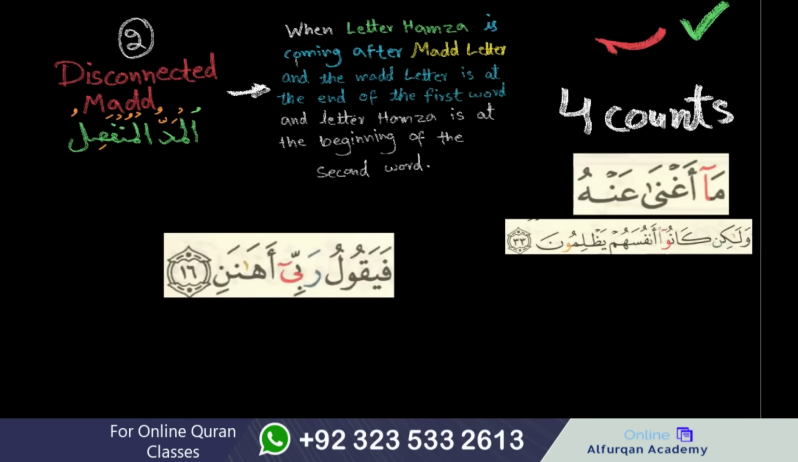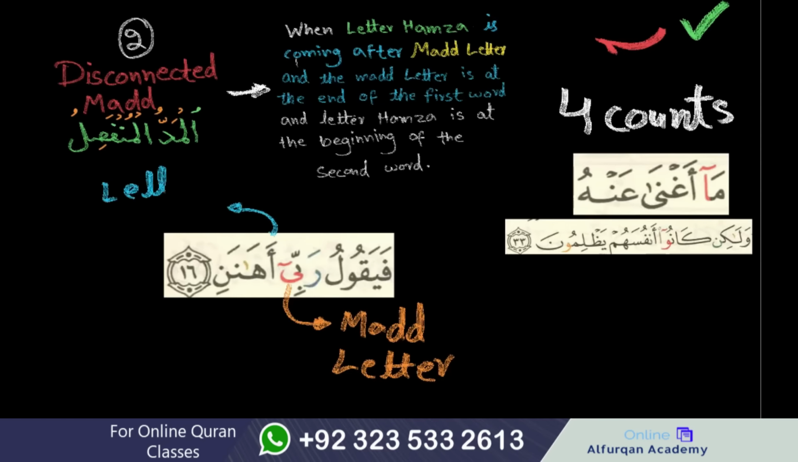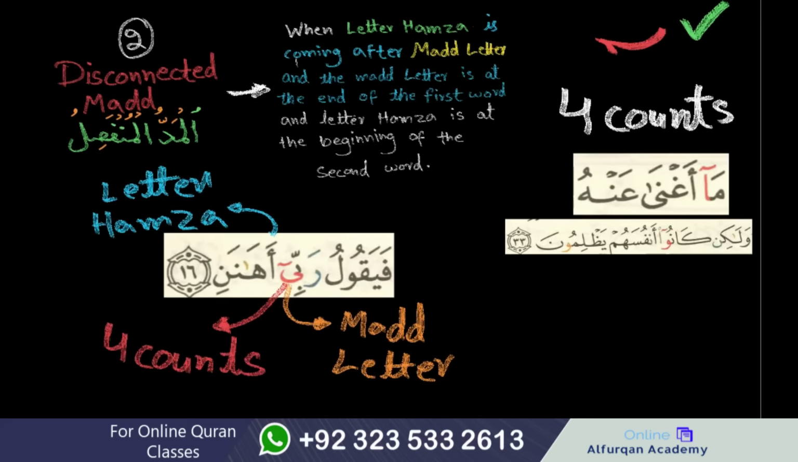In this example, the first word is Rabbi, and the next word is Ahanan. Ba has a kasra, and the next letter is Ya, which is a mad letter, and the next word is starting with letter Hamza. So in this case, Rabbi, this Bi sound, we are going to make it for 4 counts. That's the thing we have learned in the definition. Now let's read this example. فَيَقُولُ رَبِّي أَهَانًا. So the Bi sound, we are going to make it for 4 counts.